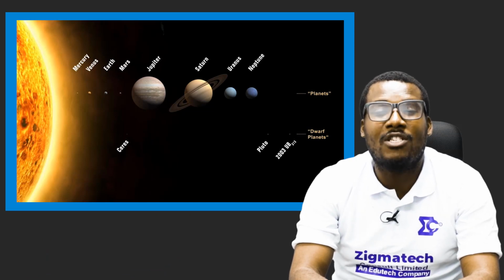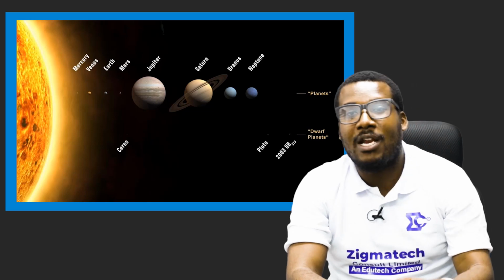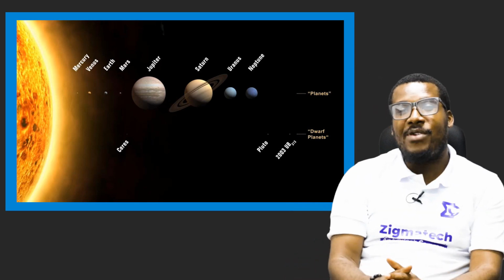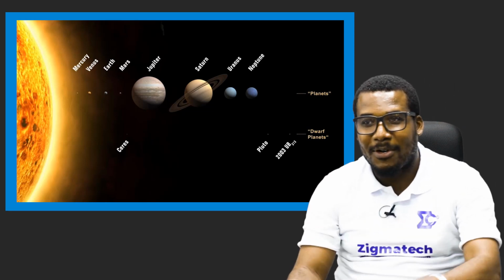And how much smaller it is compared to the sun. Can you see how big the sun is, the ball of the sun? Yes, we are that small.